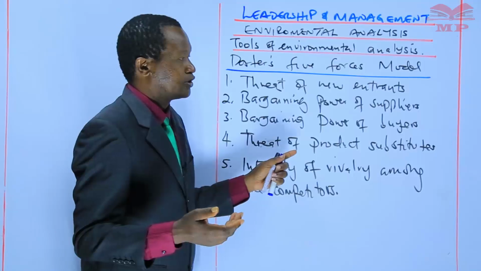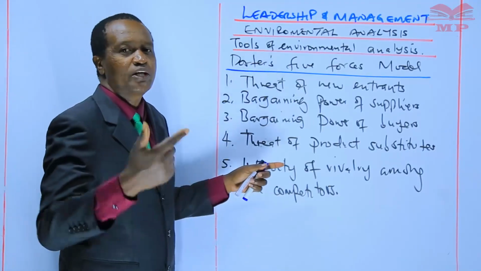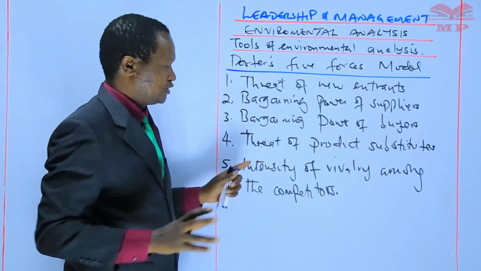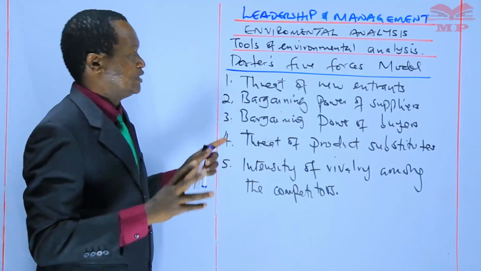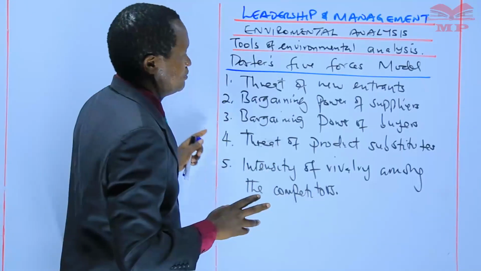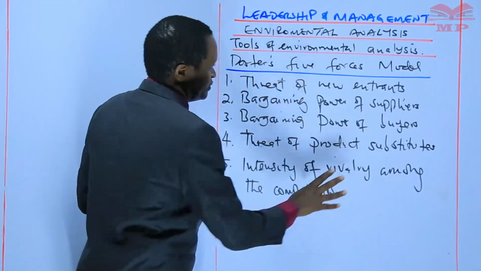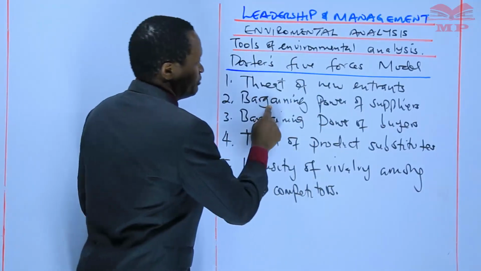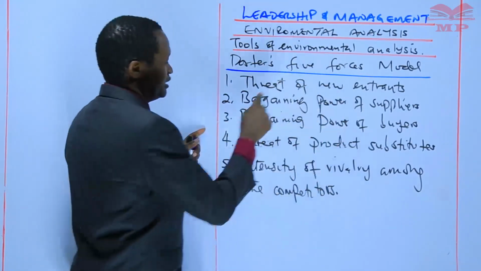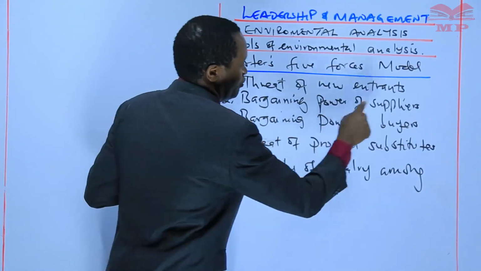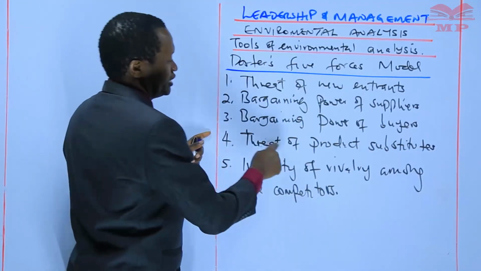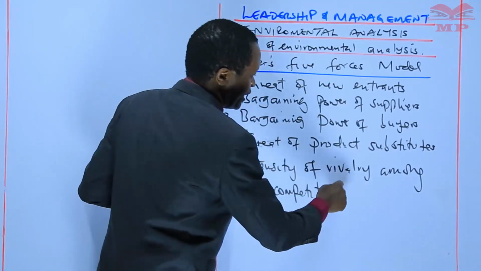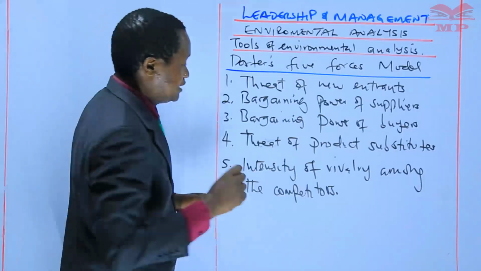Michael Porter contends that a corporation is most concerned with the intensity of competition within the industry. And this competition can be looked at from these forces. Number 1 is the threat of new entrants. Number 2, bargaining power of suppliers. Number 3, bargaining power of buyers. Number 4, threat of product substitutes. Number 5, the intensity of rivalry among the competitors.